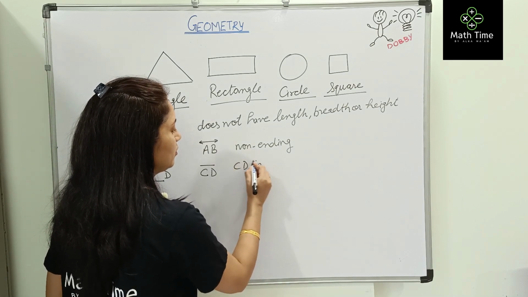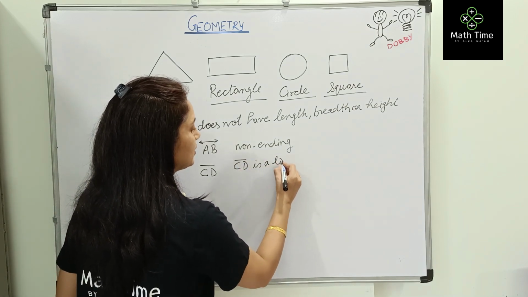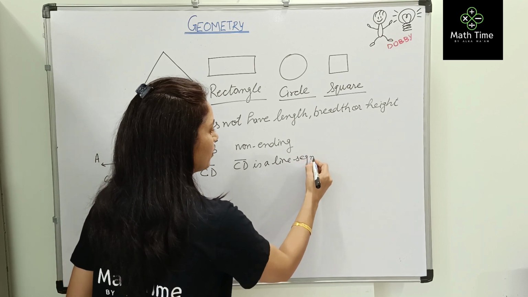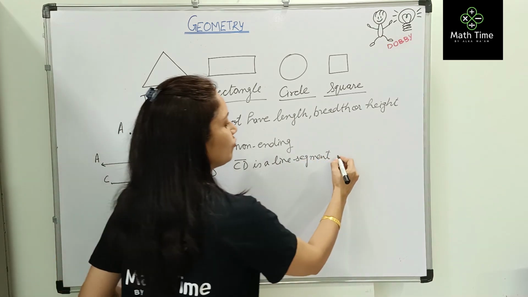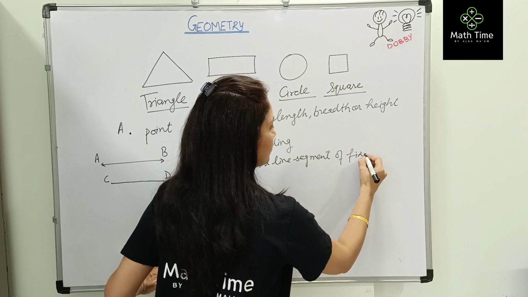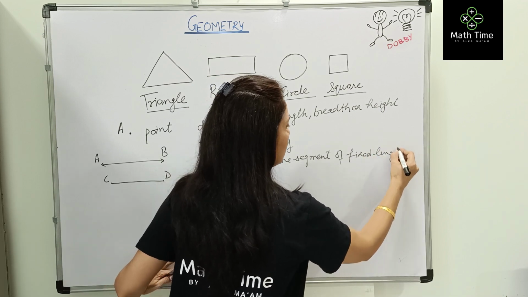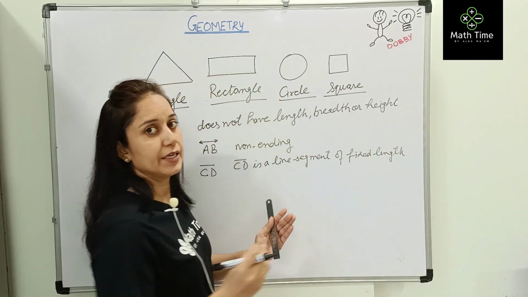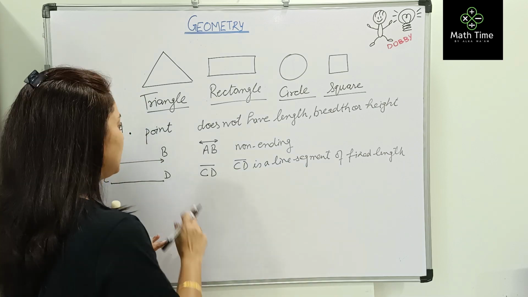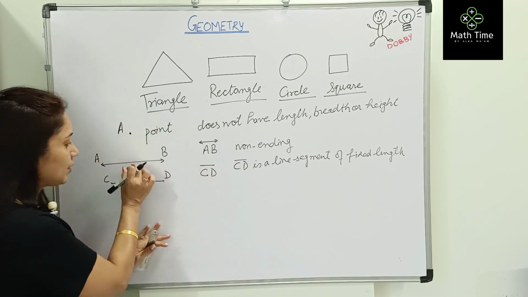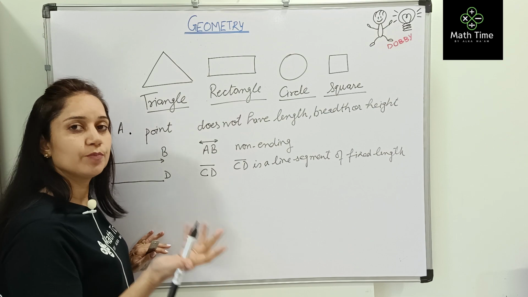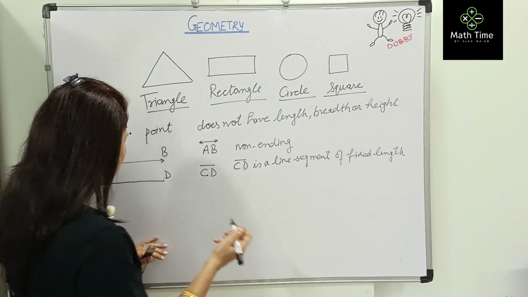CD is a line segment of fixed length. No arrows, that means we cannot extend it further. It has a fixed length. Now, all line segments are part of a line. Segment means part, so it is a part of a line.